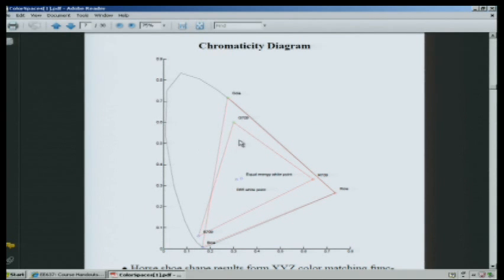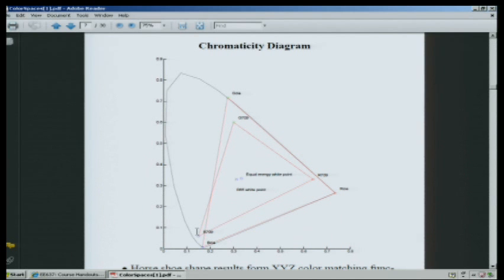So how would you increase the gamut of this device? Any thoughts? Add a fourth primary? You could add a fourth primary. You could put a primary out here, right? And then you can produce any color inside of this quadrilateral. So let me draw that on the paper here.